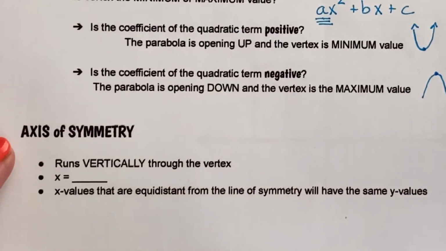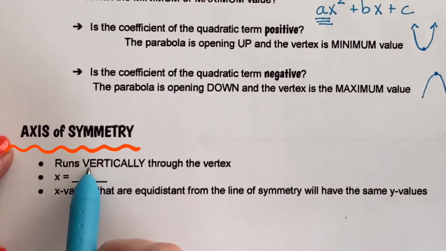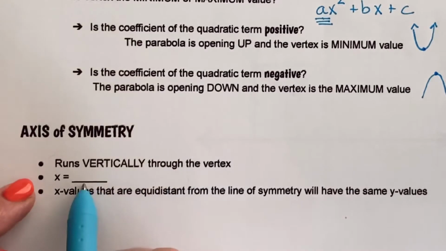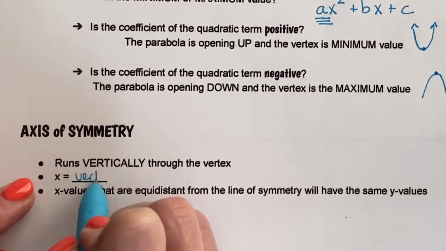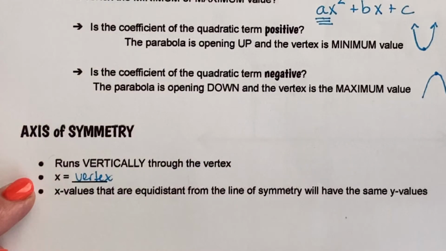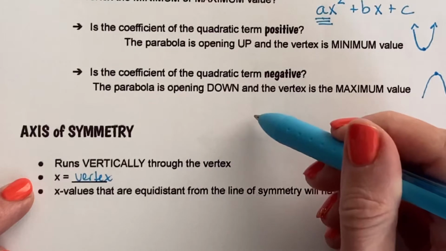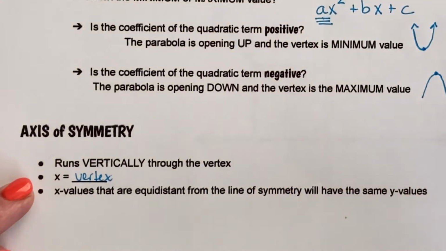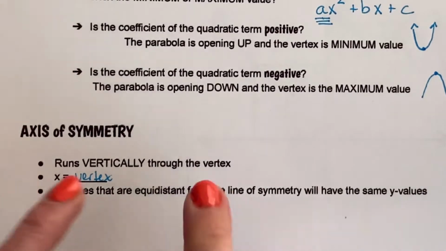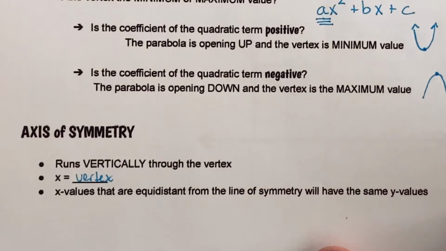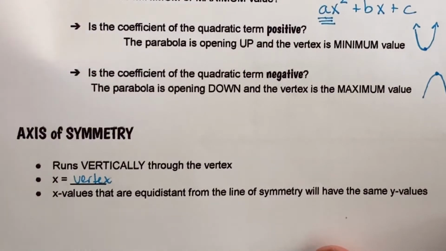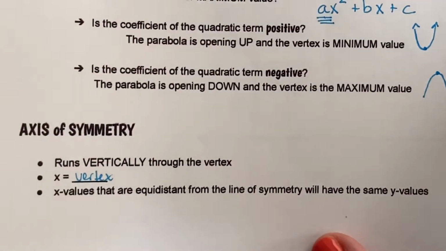How do you find the axis of symmetry? It's running vertically through the vertex, so whatever the x value of your vertex is, that's going to be your line. That's pretty easy. Just find your vertex, and then the axis is x equals the x value of your vertex. All of the x values are equidistant, the same distance away from that line of symmetry, and they're going to have the same y values, which makes it really easy to find values in an xy table.